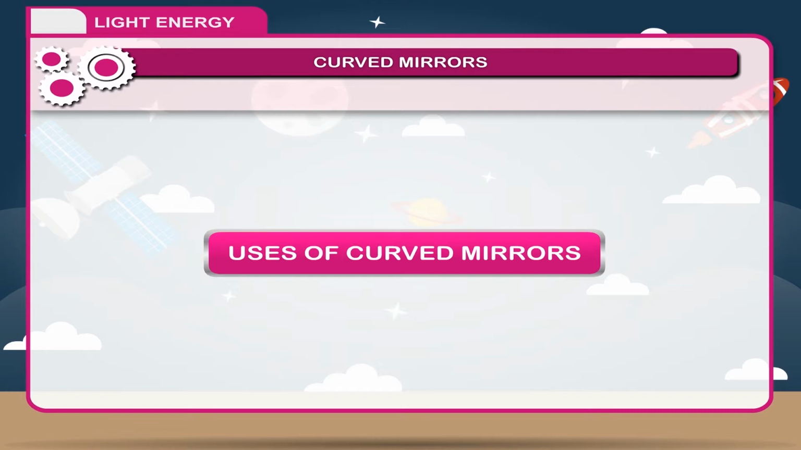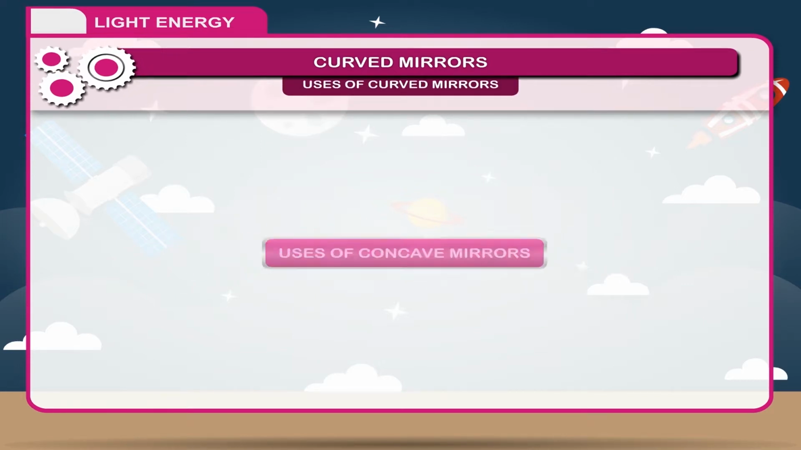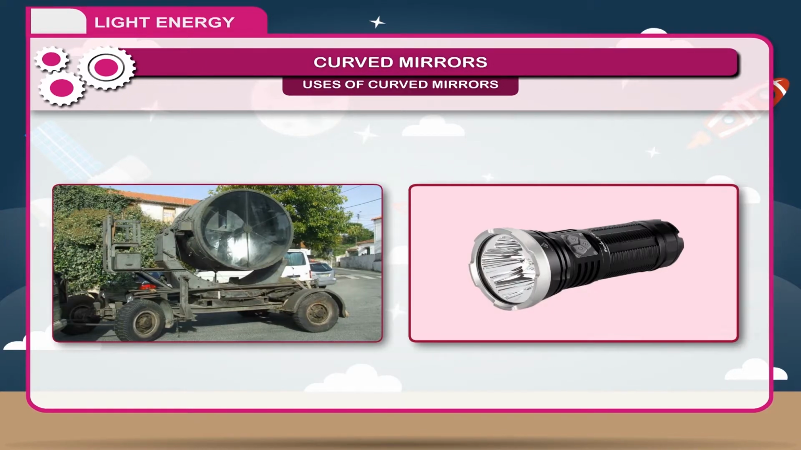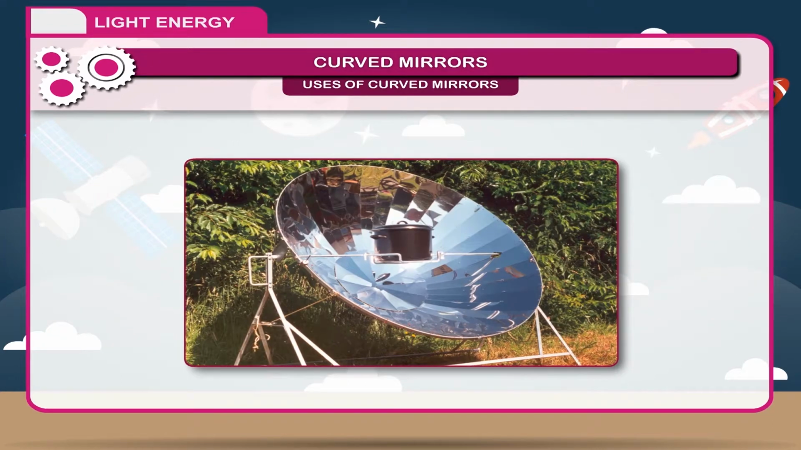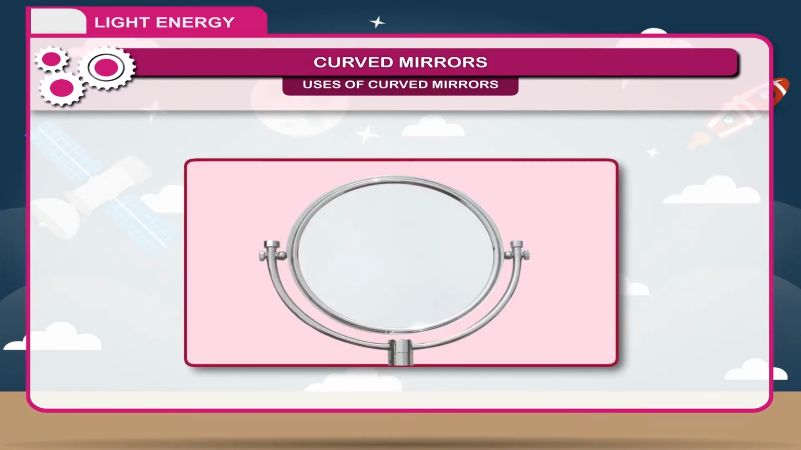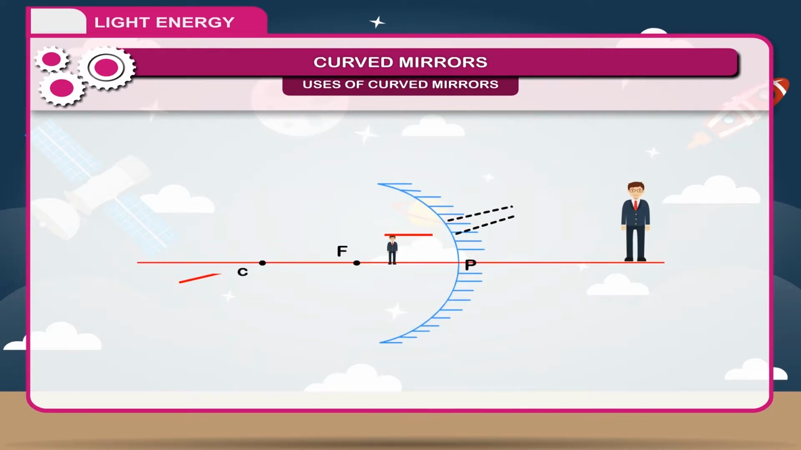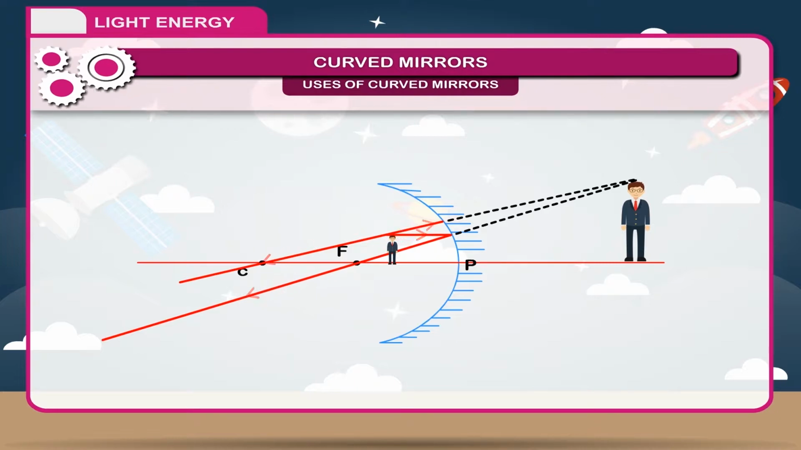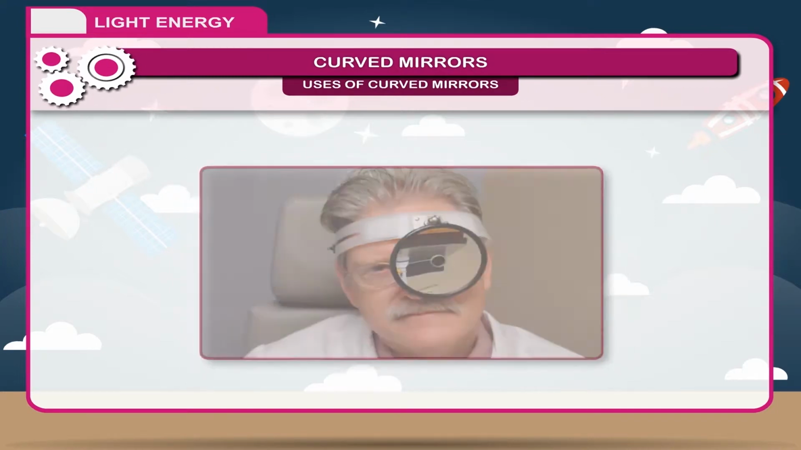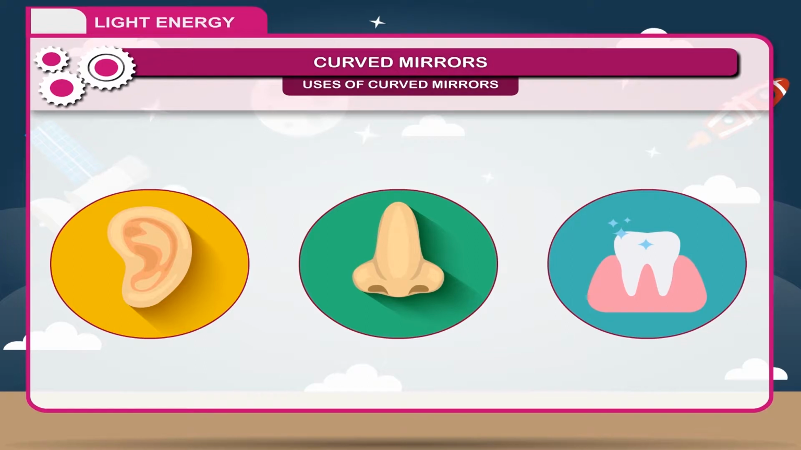Uses of curved mirrors. Uses of concave mirrors. 1. They are used as reflectors in headlights of automobiles, in searchlights, torches, etc. 2. They are used in reflector-type solar cookers to converge sun rays in order to generate adequate heat. 3. They are used in large-size telescopes. 4. They are used as shaving mirrors. When the face is kept between the pole and the focus of the mirror, an enlarged image is formed. 5. Doctors use concave mirrors to focus light to see inside organs like ear, nose, teeth, etc.